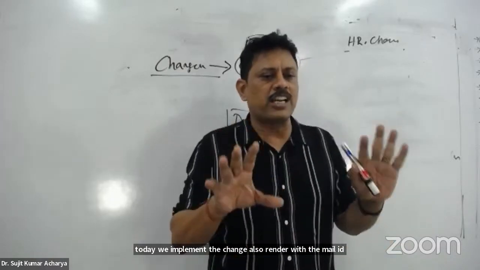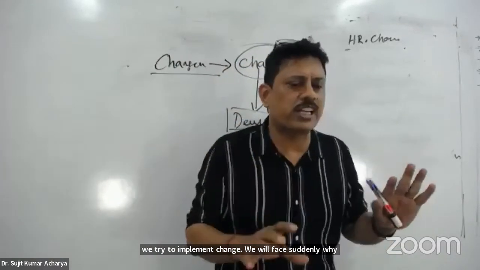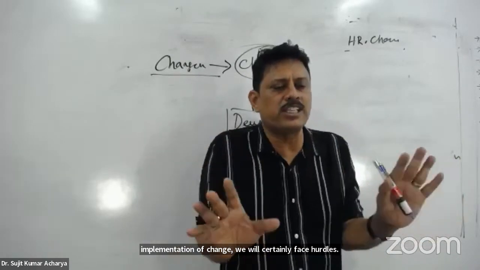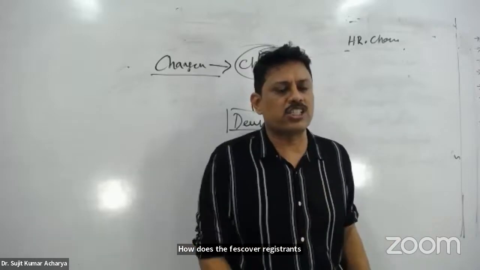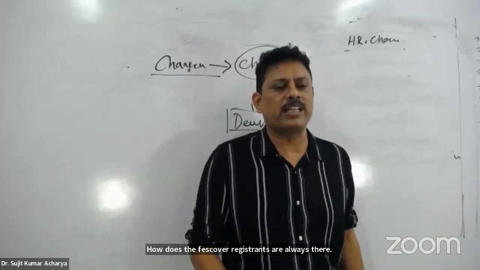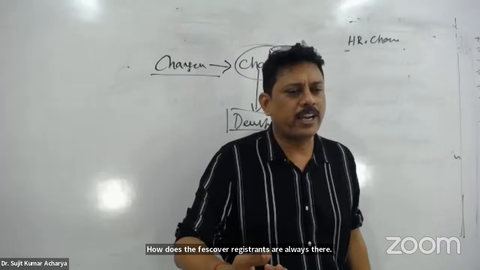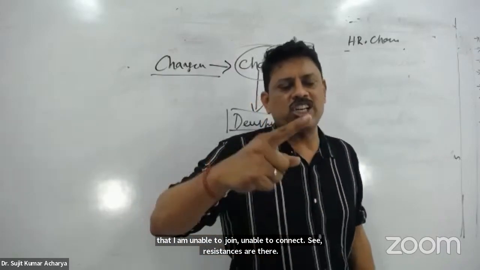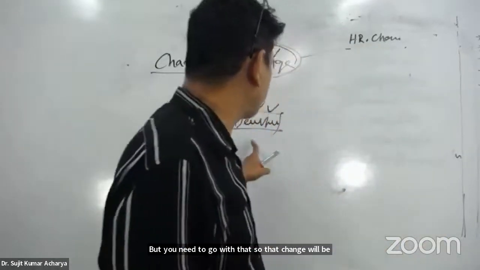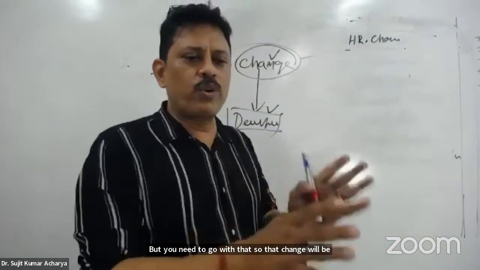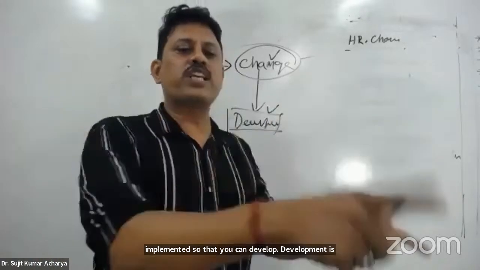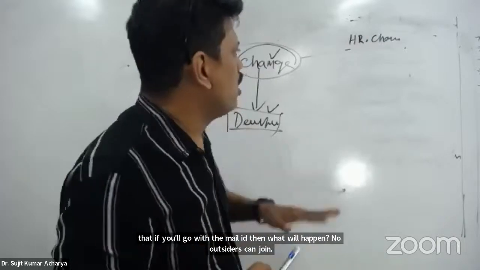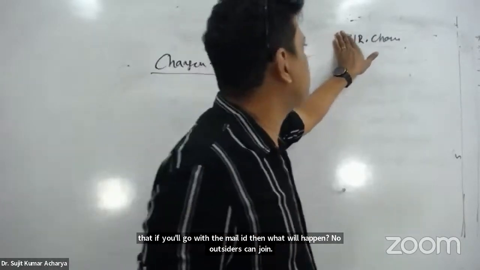While implementing change, we will certainly face hurdles. Resistance is always there. People will resist. I saw many SMS in the morning saying, sir, I am unable to join, unable to connect. See, resistance is there, but you need to go with it so that change is implemented and you can develop. If you go with the mail ID, then no outsiders can join.